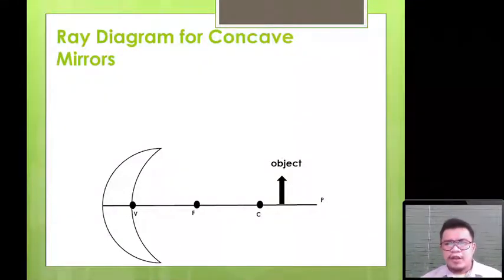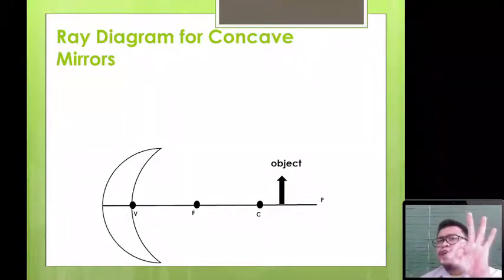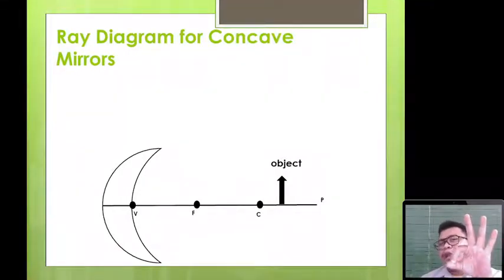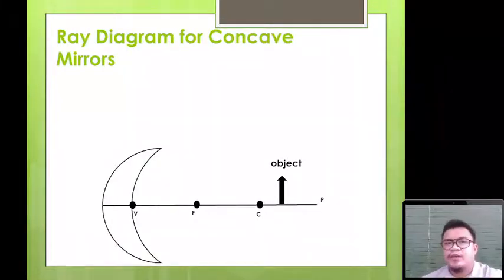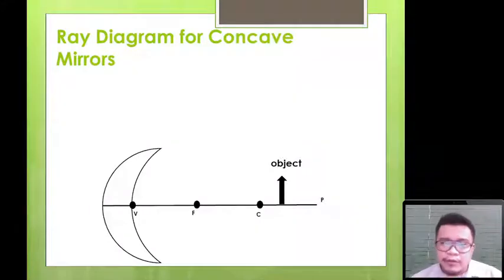Now, let's focus on ray diagram application. But first, let's do it for concave mirrors. We use 3 rules in applying ray diagram construction in this case. Now, let's look at these rules one by one, and let's check how each rule can be applied when you construct your ray diagram method. So, let's look at first rule number 1.